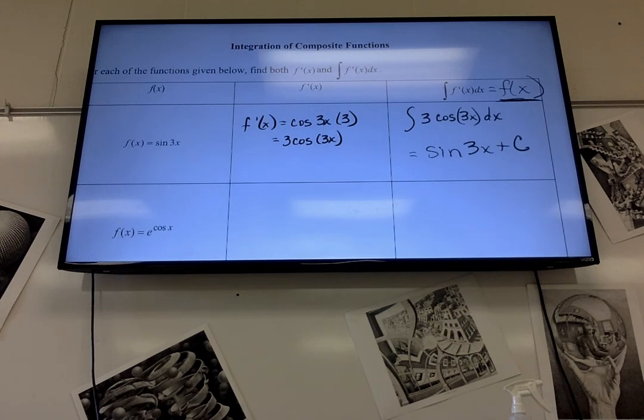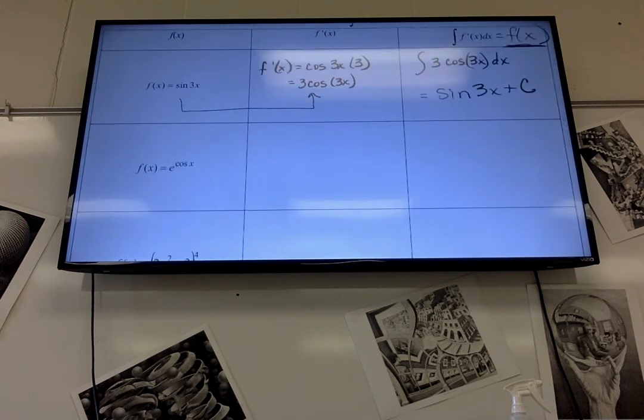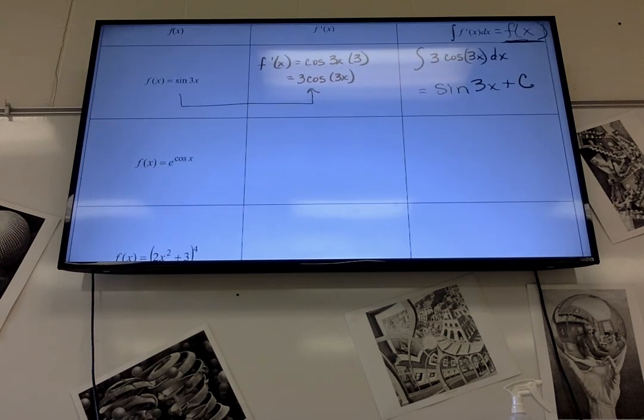So you just leave it. I'm just showing, we're just saying, oh look, if I take the derivative of this, I'm just going to get something. And if I go backwards, it's going to be the same thing. So, f prime of x of this next one.